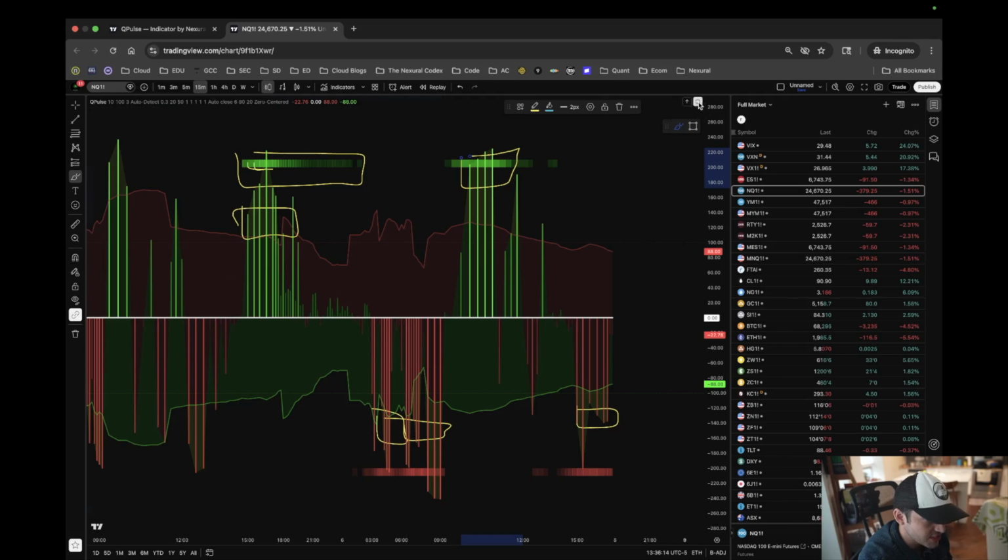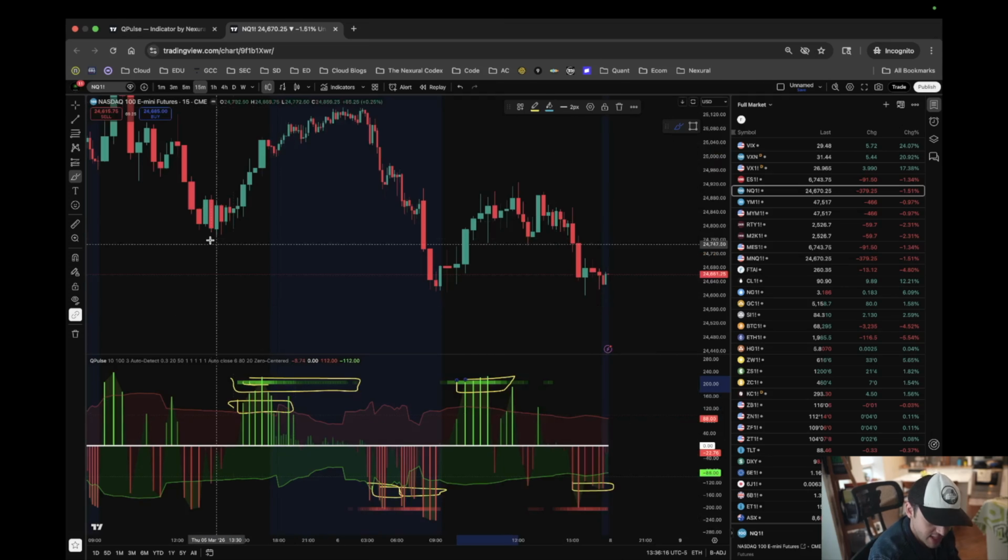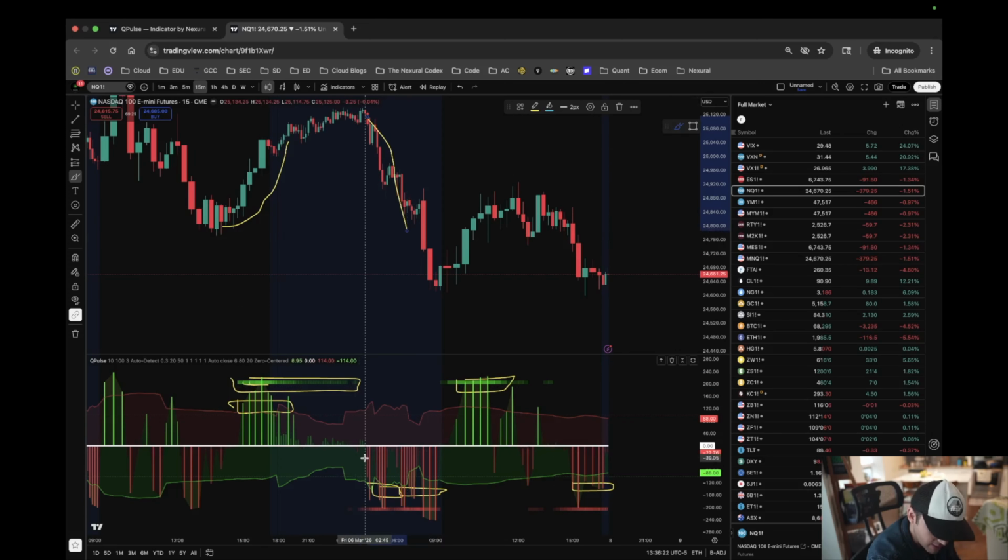So let's minimize this for just a second and see if this lines up. This was a fairly good long. What about here? Fairly good short. Did we line up? It kind of looks like we did, right? To my eye, it looks like we were maybe a candle late. If you've been doing this long enough, you know that being a candle late is perfectly acceptable.